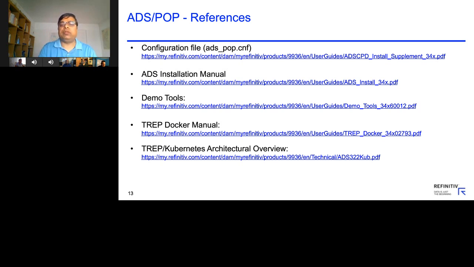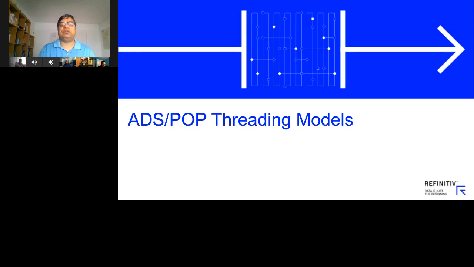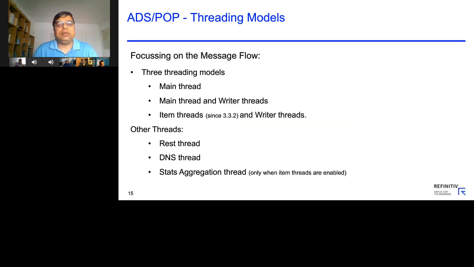OK, now if we switch to the next topic, which is the different threading models. Essentially, we have 3 threading models of the ADS-POP. One where all the functionality is in a single thread that we call the main thread. So that was the first generation of the ADS-POP. And then we added writer threads to offload the distribution capability, the last mile functionality, such as the compression and the encryption. Those kinds of functionalities are all in the writer threads.